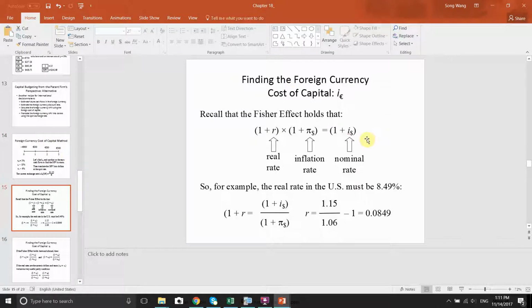the Fisher effect. So basically, the Fisher effect states that the real rate times inflation rate equals the nominal rate. Of course, it's in 1 plus terms, and 1 plus real rate would be equal to 1 plus nominal rate divided by 1 plus inflation. So if you have a nominal rate of 15% and an inflation of 6%, you will get a real rate of about 9%.